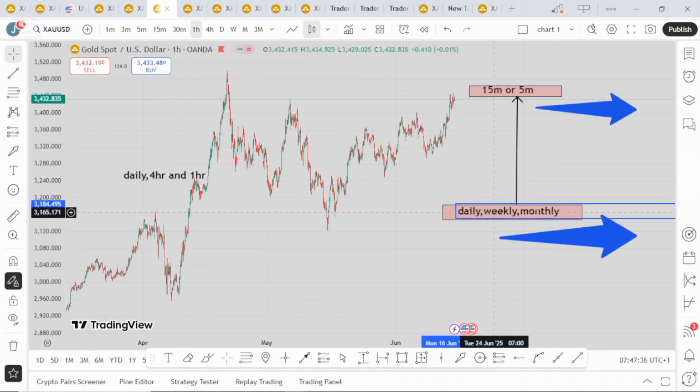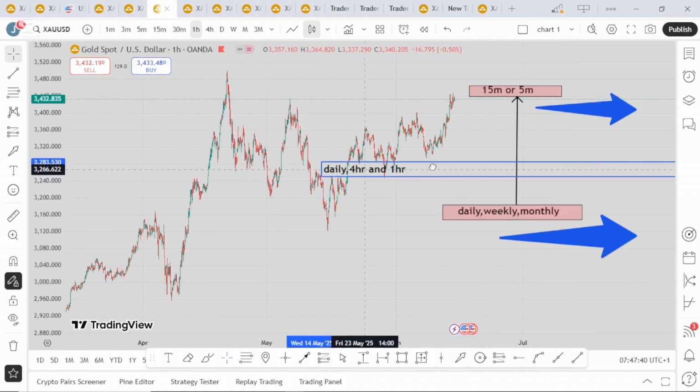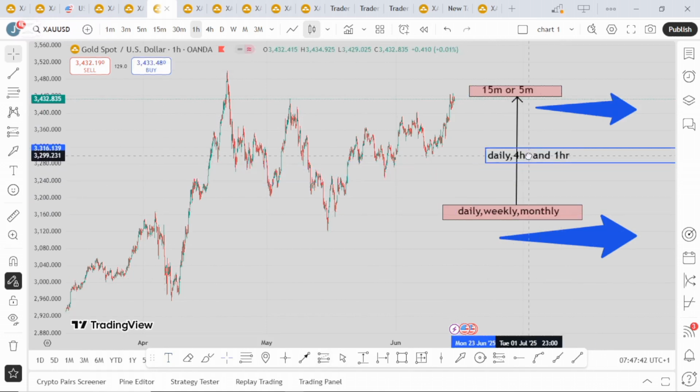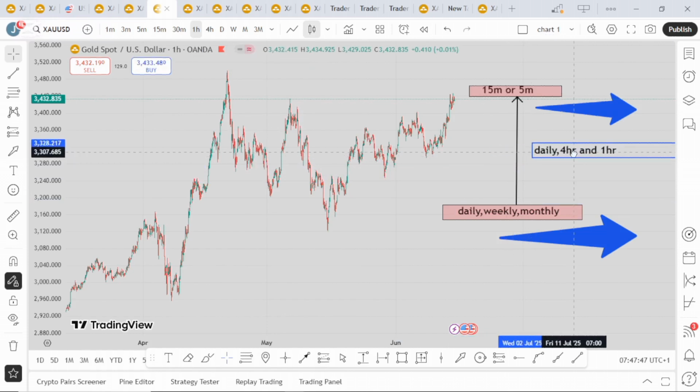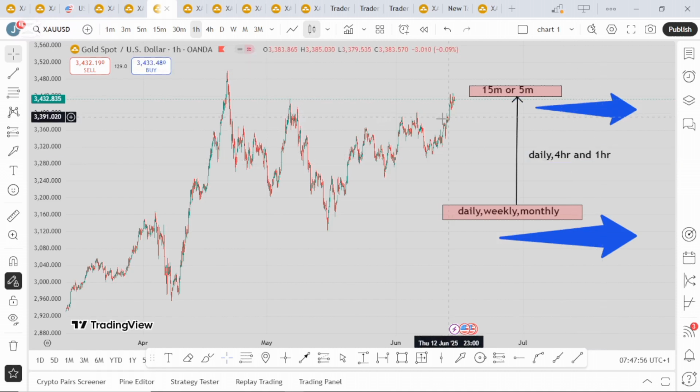So let me get from here to here. Now we are using these here. We are just adding to this. So on our way from this zone here to this zone here, we are going to add the 4 hours and 1 hour time frame. This is the first thing that we're going to do.